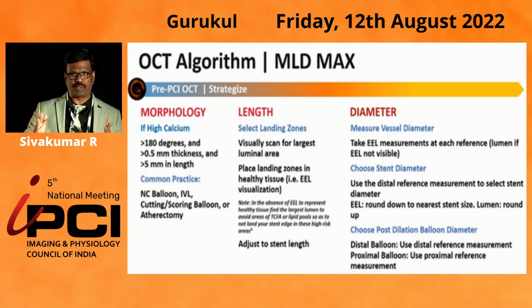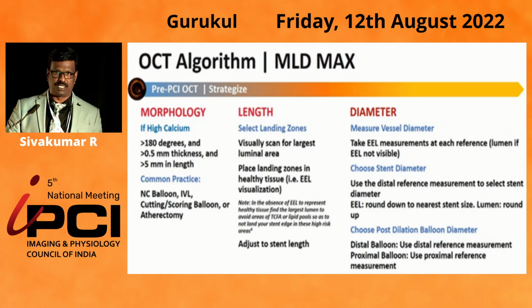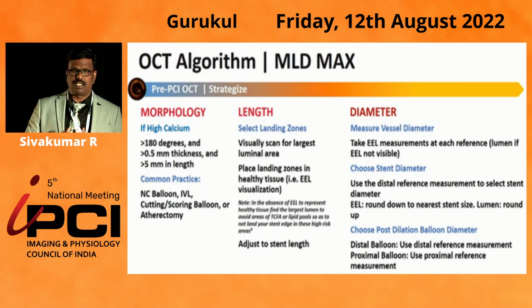If it is lumen, you are going to add 0.25. If it is EEL, you are going to downsize by 0.25. Provided you select your landing zones in a plaque-free area, with no vulnerable plaque and a beautiful MLA, then you are going to arrive at the same size with both. But the question comes when there is a non-detectable EEL, where the problem comes. Of course, in subsequent slides, I will take you through those areas.